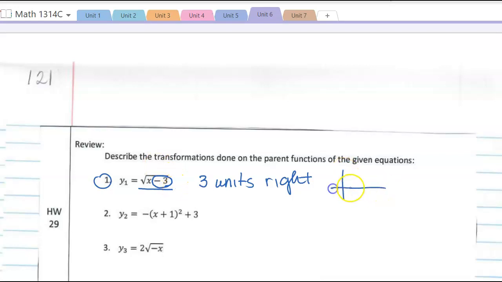So if I was going to quickly graph that, it would be 3 points to the right, over 1, up 1, and then over 1, 2, 3, 4, and up 2. So it would look something like that.